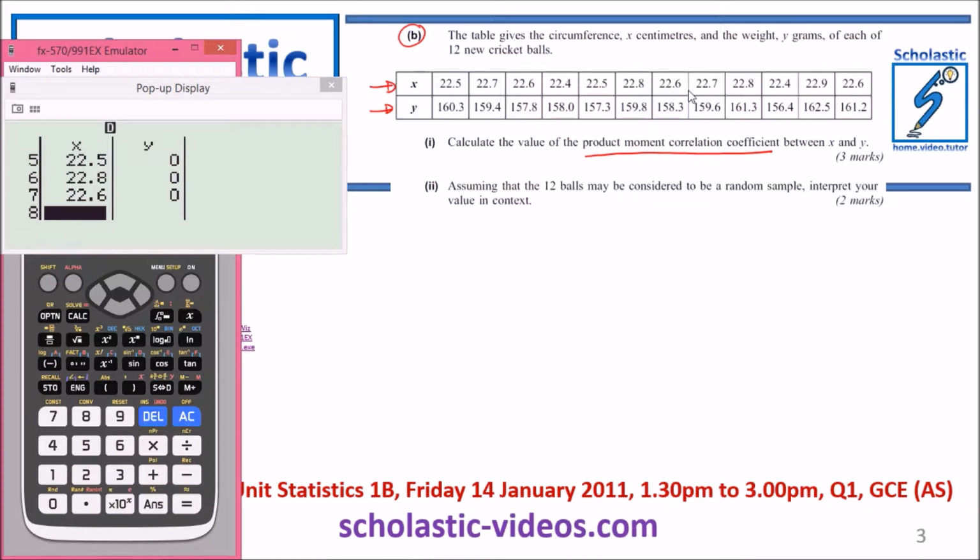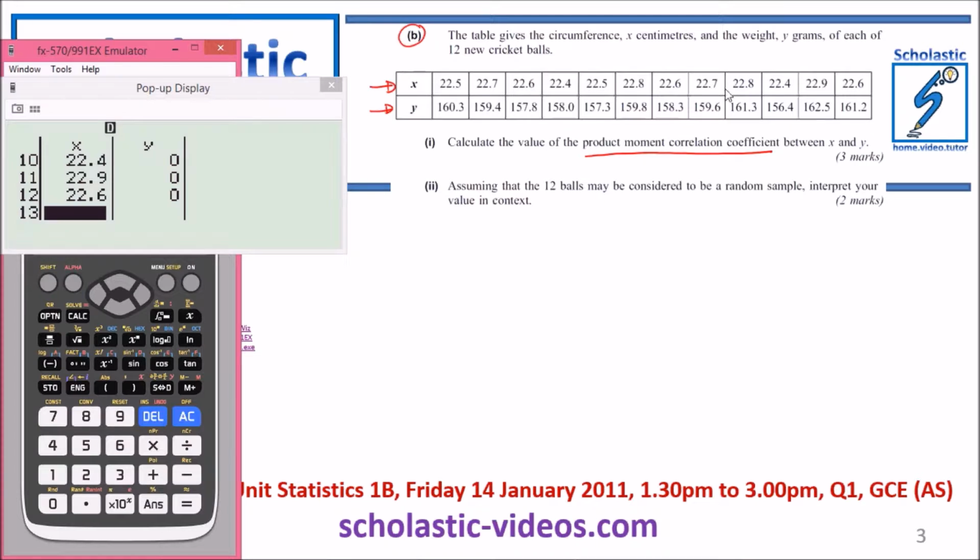enter. 22.7, enter, and 22.8, enter. 22.4, enter. 22.9, enter. 22.6, enter. So we have 12 values.